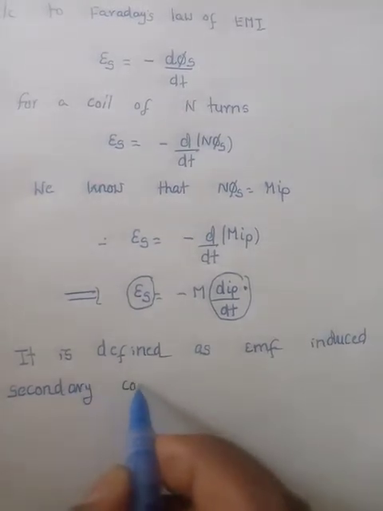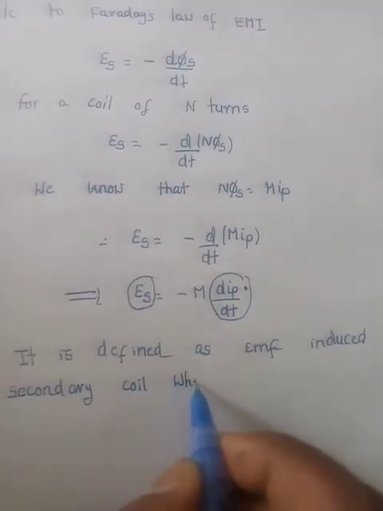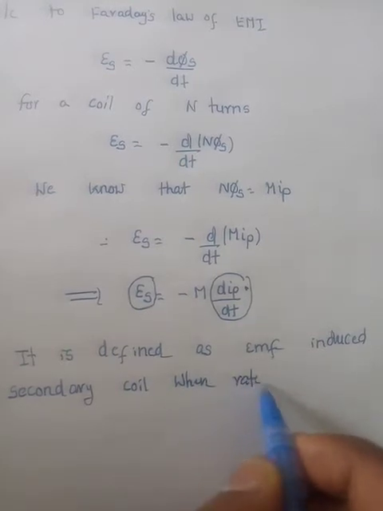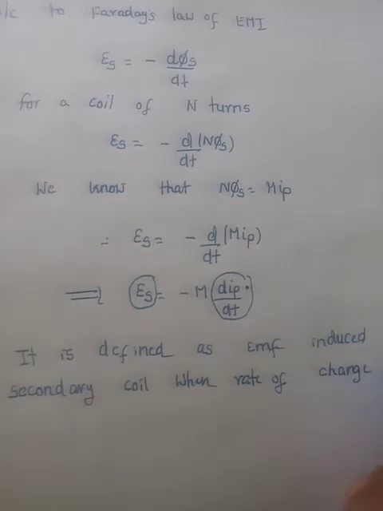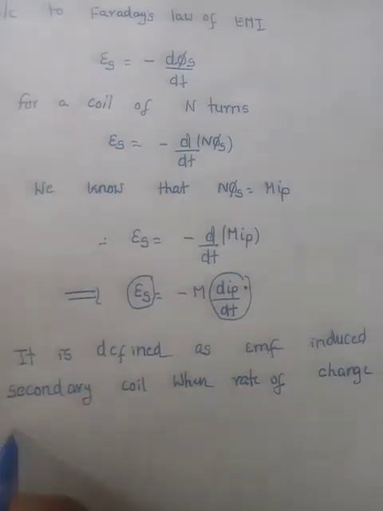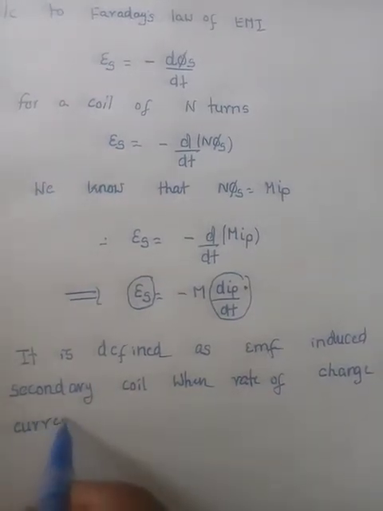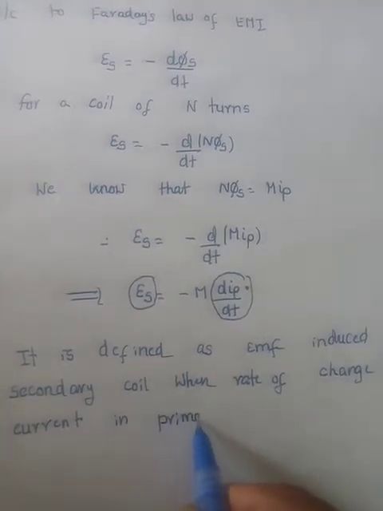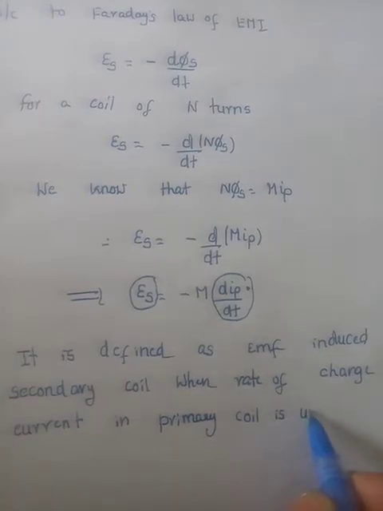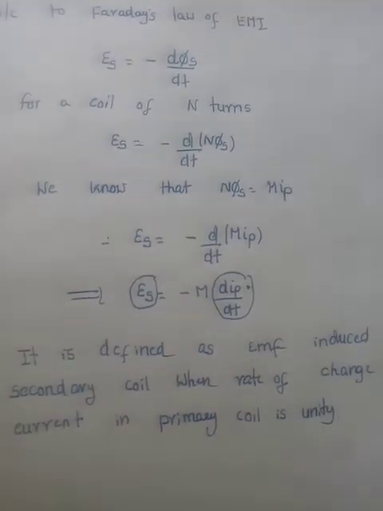In the secondary coil, when the rate of change of current in the primary coil is unity. Means dIp/dt is equal to 1 ampere per second, then the induced EMF is equal to what?